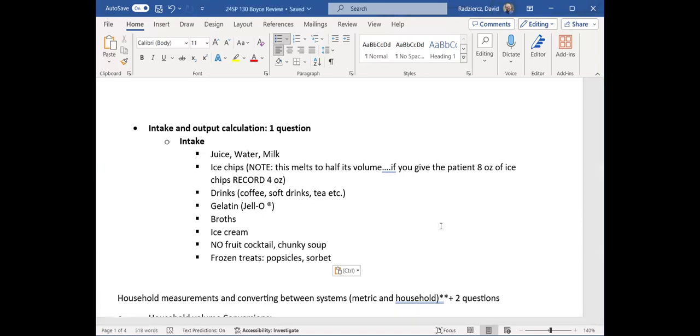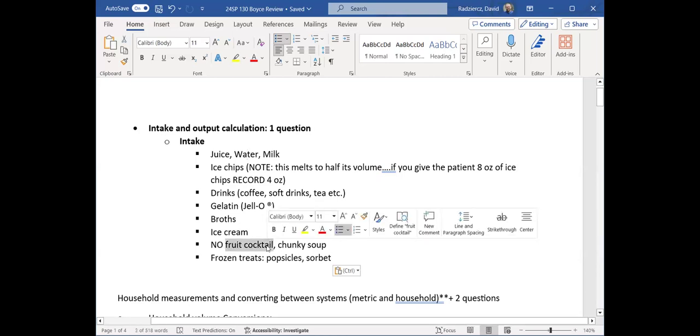Juice, water, milk, ice chips, which apparently, if it tells you 8 ounces of ice chips, you're going to just record half of whatever they tell you. Drinks, Jello, broths, ice cream. But the reason you don't do fruit cocktail is because it's predominantly solid, right? It's the fruit, and then there's a little bit of syrup in there.